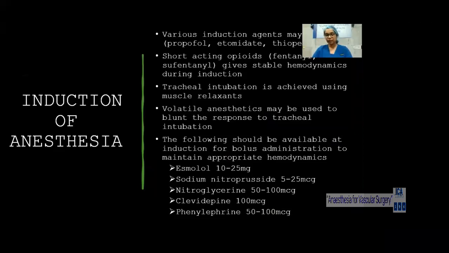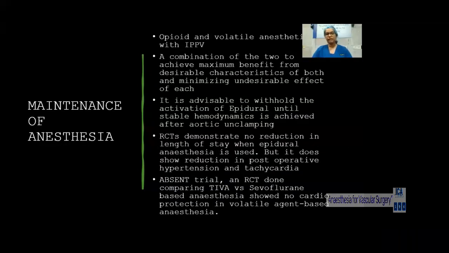And the other drugs that can be used to blunt the tracheal intubation response are esmolol, sodium nitroprusside, nitroglycerin, and labetalol. And in case there is any hypotension, it can be tided over by giving boluses of phenylephrine. Maintenance of anesthesia is using opioid and volatile anesthetics along with positive pressure ventilation. It is advisable to withhold the activation of epidural until stable hemodynamics is achieved after aortic unclamping.